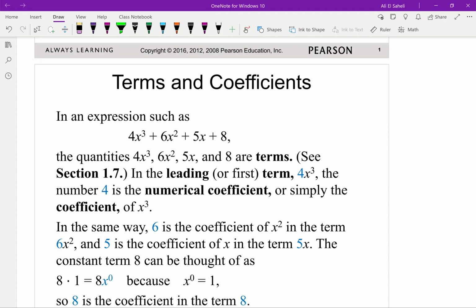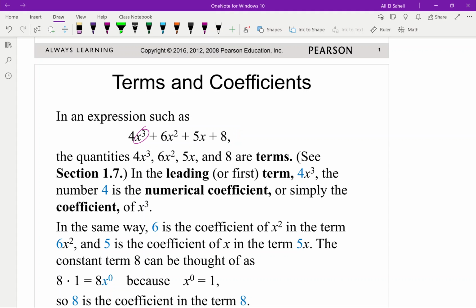The numbers 4, 6, 5, and 8 are the constants that multiply the x's that are raised to powers. So in the first case, 4 multiplies x raised to the power 3. In the second case, 6 multiplies x to the power 2, then 5x. The last one, you can think of it as 8 multiplying x to the power 0.